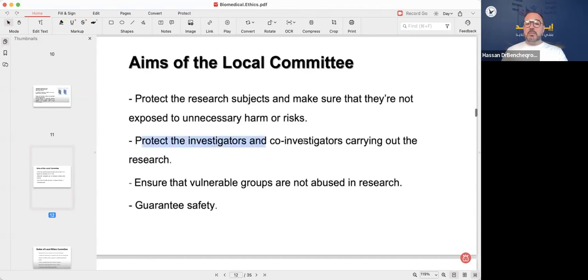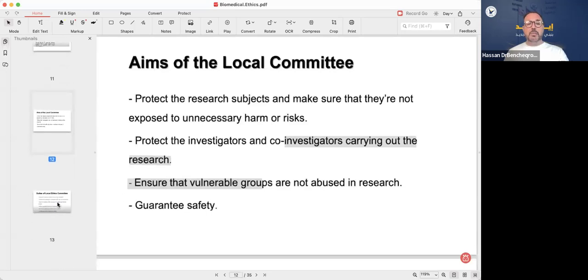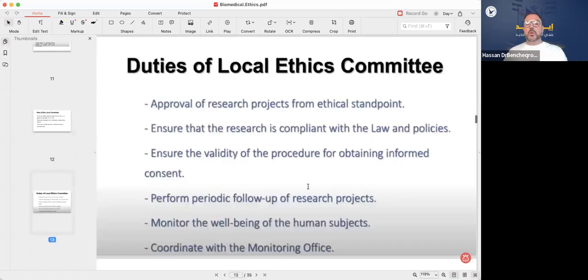They also protect the investigators and co-investigators. The person who's carrying the research, الباحث العلمي, and ensure that vulnerable groups are not abused in the research. They also guarantee the safety. What are the duties of the local ethics committee? We talked about the IRB. This is the ethics committee. They approve the research project from the ethics committee.